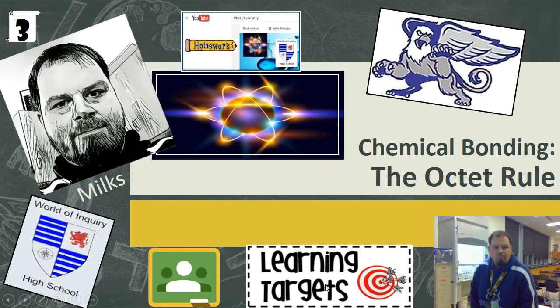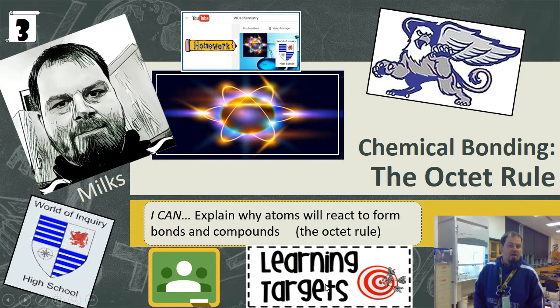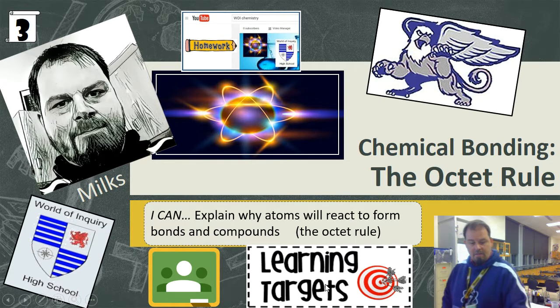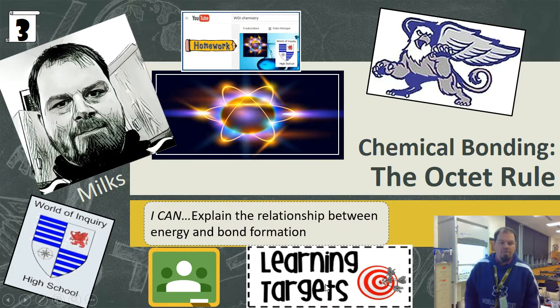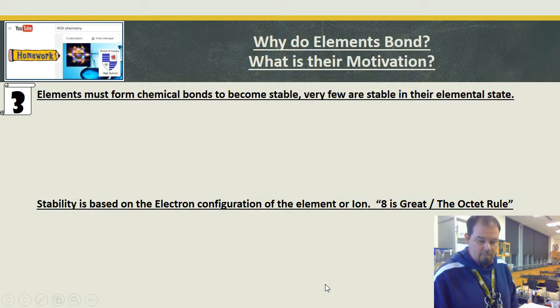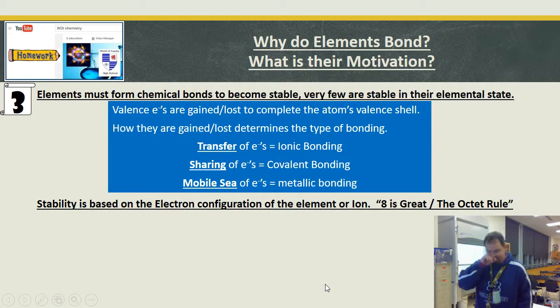Video number 3. This is going to be on the octet rule, and we're going to figure out why atoms react to form bonds. And then we are going to explain the energy needed to make or break bonds. Okay? So, first piece of information is the nuts and bolts of the entire unit. Valence electrons are either gained or lost to complete an atom's outer shell. Okay, they all want 8, and we're going to find that out in a second.